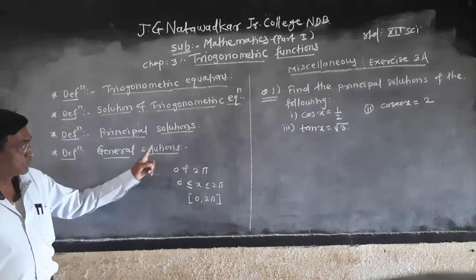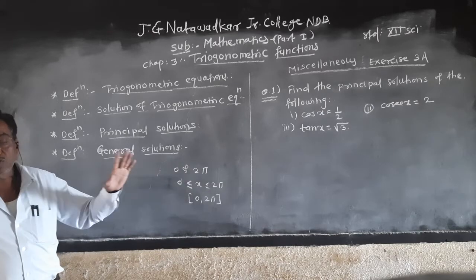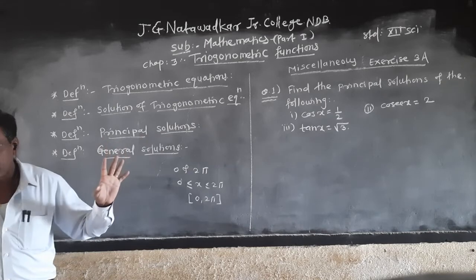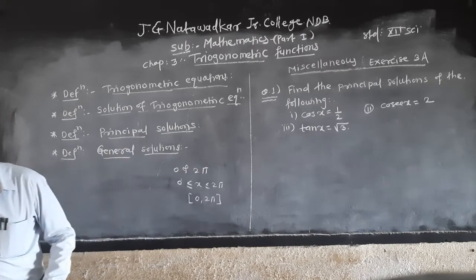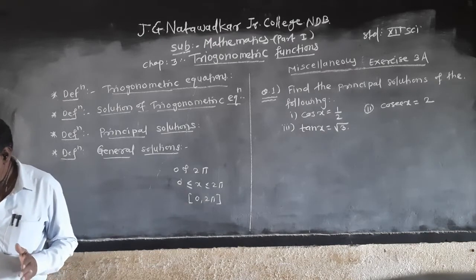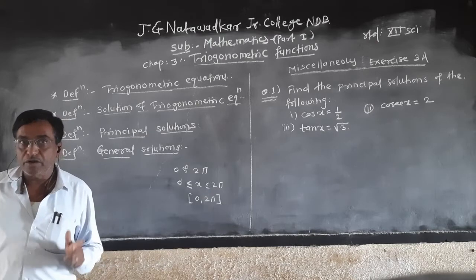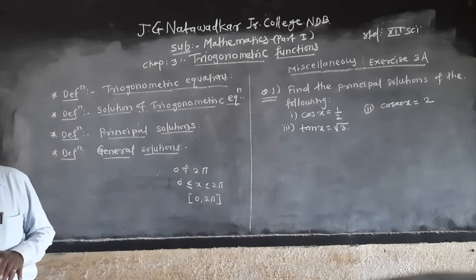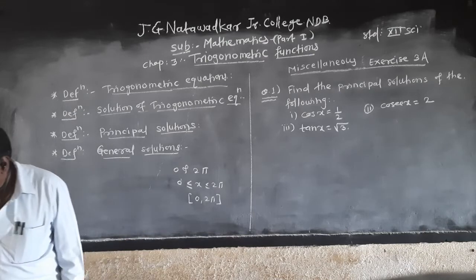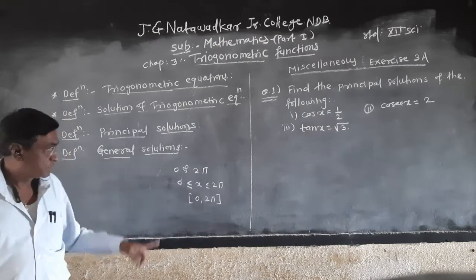If the solution lies between 0 and 2 pi, then that solution is called the principal solution. Understood? What is meant by the principal solution? The solution of a trigonometric equation of an unknown variable x which lies between 0 and 2 pi is called the principal solution.